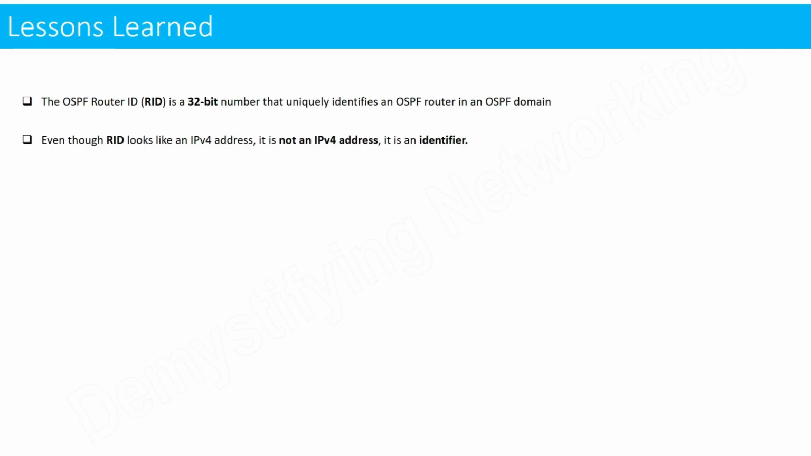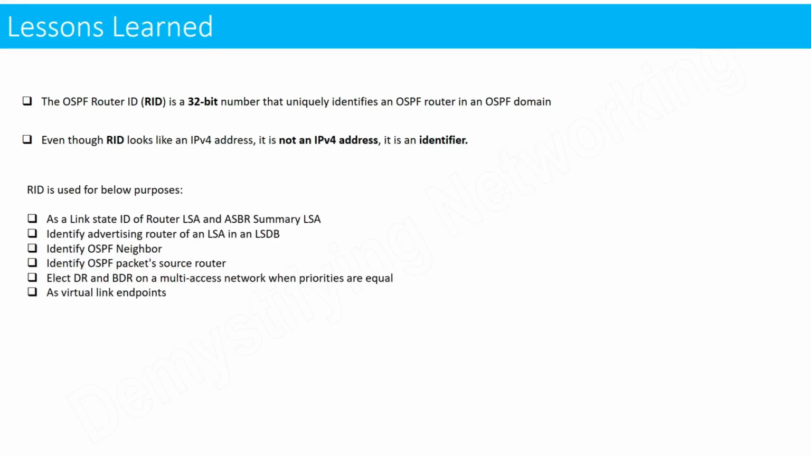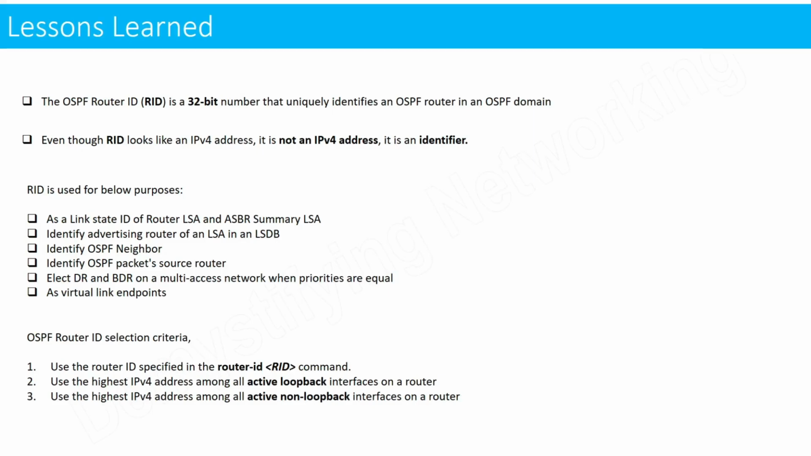The lessons learned in this video are: the OSPF router ID is a 32-bit number that uniquely identifies an OSPF router in an OSPF domain. Even though router ID looks like an IPv4 address, it is not an IPv4 address. It is an identifier. Router ID is used for below purposes. And there are three criteria to select a router ID.